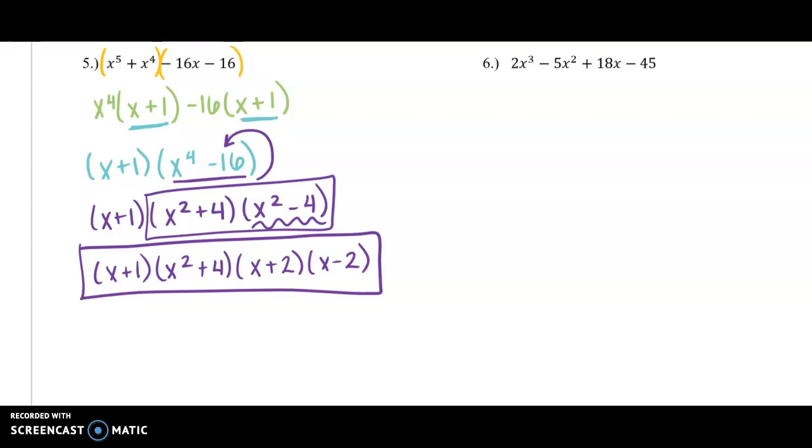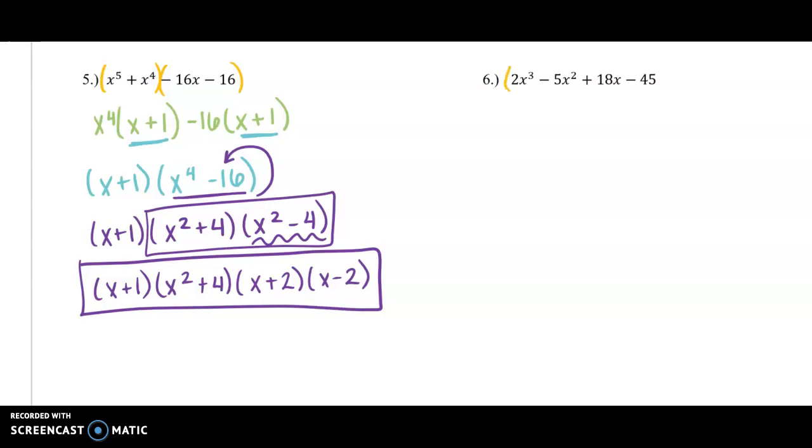So now let's go ahead and look at our last problem. So I'm going to group my two sets first. 2x to the third minus 5x squared. The largest number or term that I can take out is x squared. I can't take a number out because 2 and 5 don't have any common factors. So I would be left with 2x minus 5. Look at the second set of parentheses. The GCF that I could take out of there is positive 9. That's the largest number that goes into both of those. I'd be left with 2x minus 5.